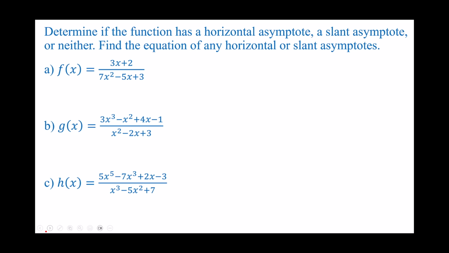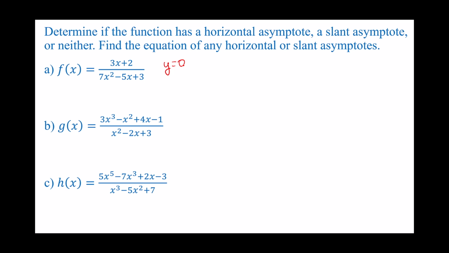Part A, f of x equals (3x + 2) over (7x squared minus 5x plus 3). The degree of the numerator is 1. The degree of the denominator is 2. So when the numerator has a smaller degree than the denominator, we have a horizontal asymptote at y equals 0.